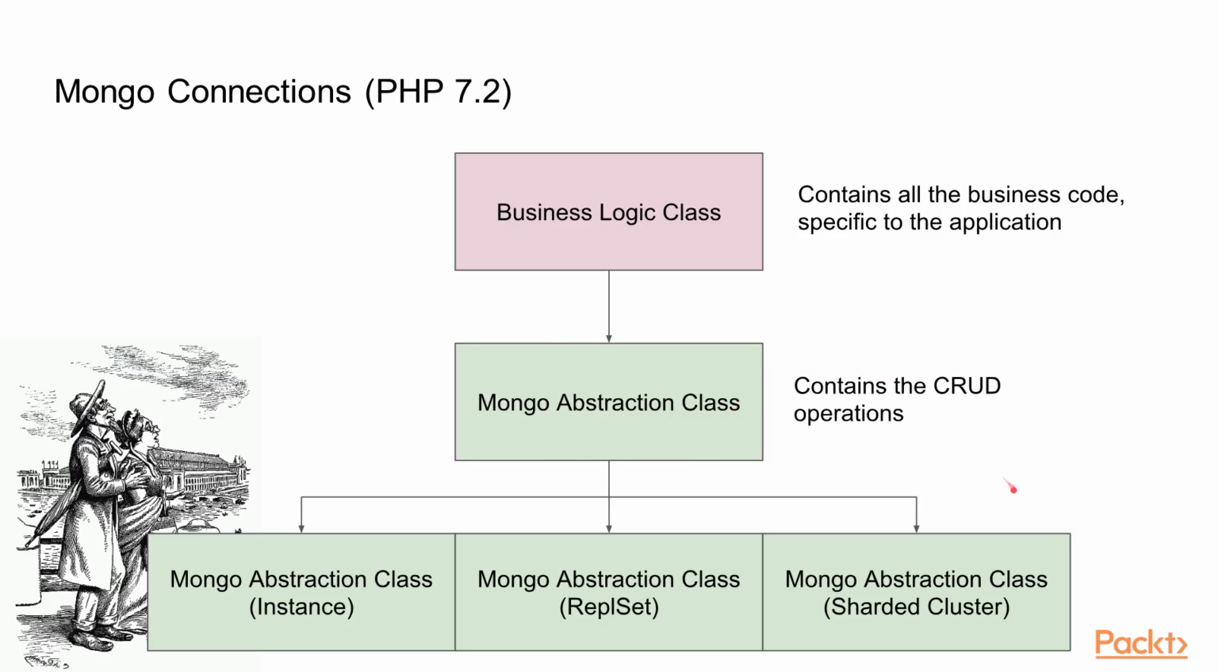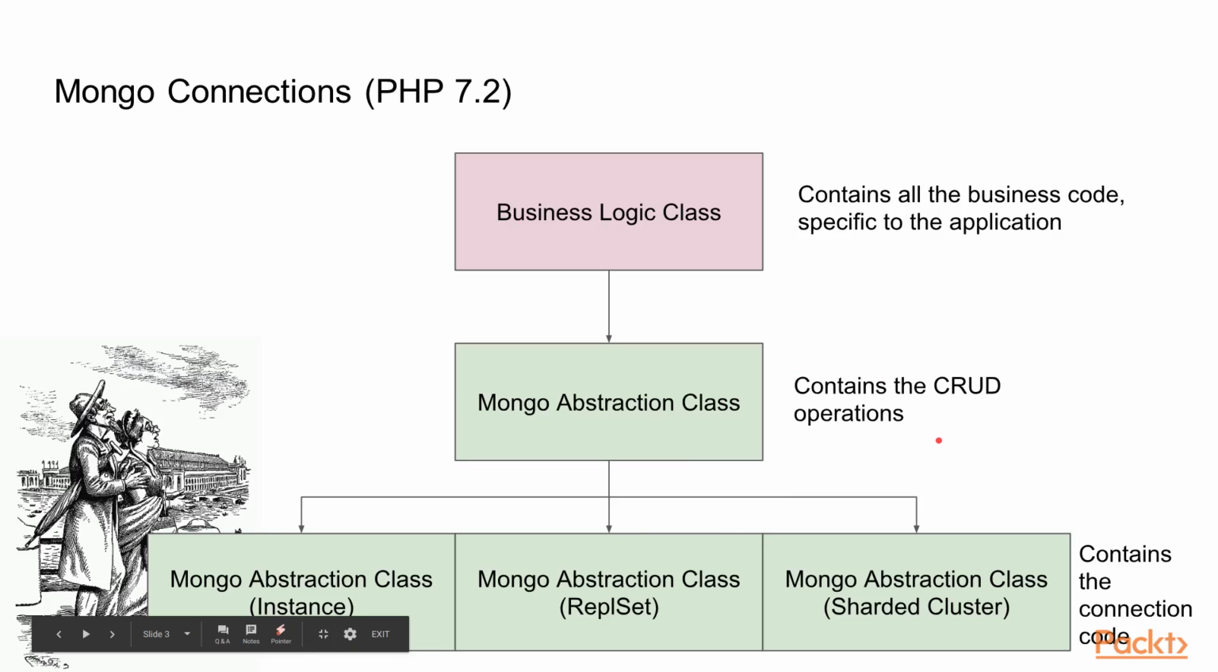Now, the third layer down here, shown at the last level, is going to contain the connectivity code. And the reason why I'm splitting it out into three additional abstraction classes, which compose its own layer programmatically, is because we want to show you how to connect to either a standalone instance of Mongo, to a replication set, or to a sharded cluster. And these involve a little bit of difference in the actual code. So I'm going to break these out into different classes.